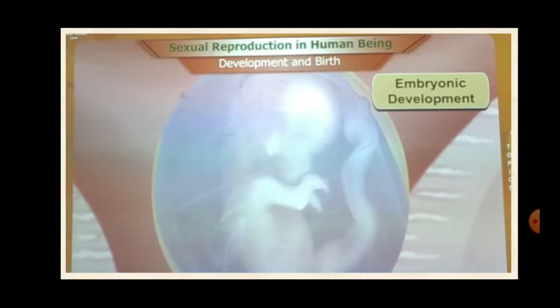This is how, students, the embryonic development takes place throughout the 9 months, and from the 9th month onwards, the baby is all set to arrive and take birth. Hope you are very much clear with the developmental process of the embryo.